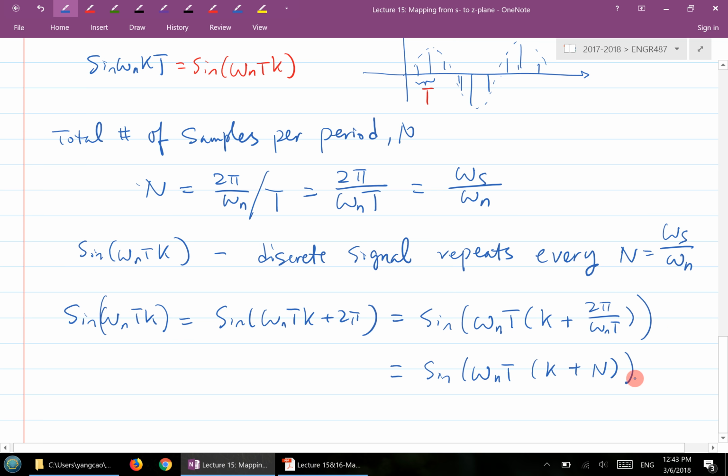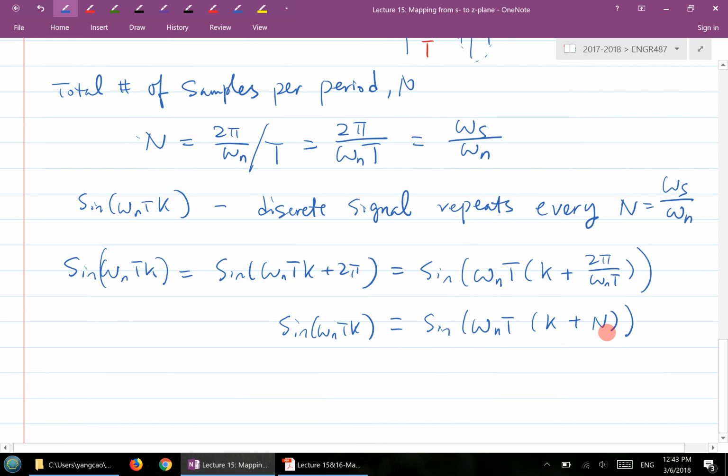So essentially, this periodic discrete signal can be written like this. You see that N is essentially like the period. It repeats every N number of samples. So for the discrete signal, it repeats every N number of samples.